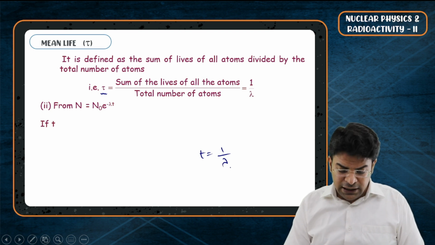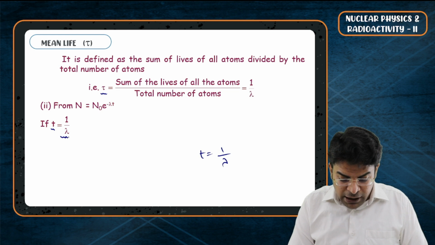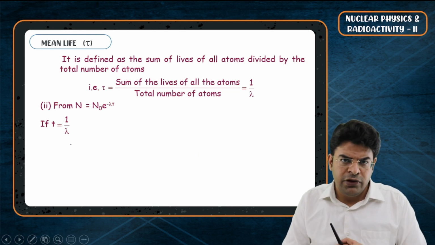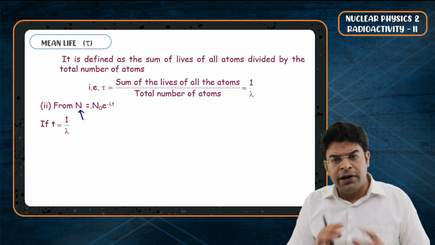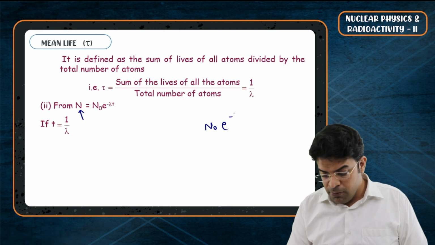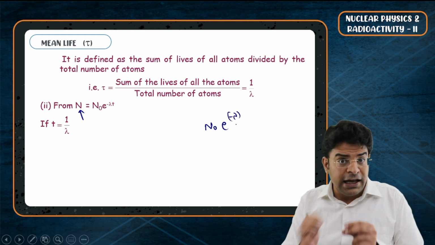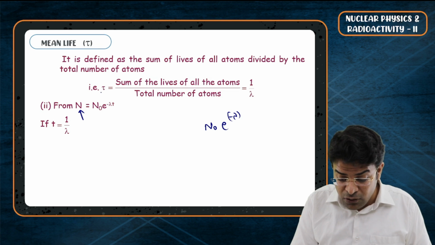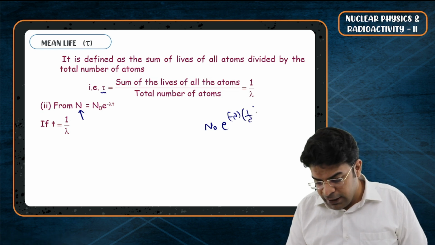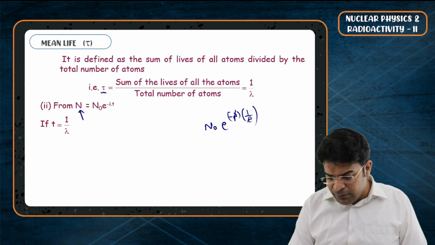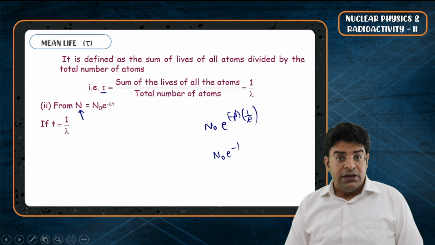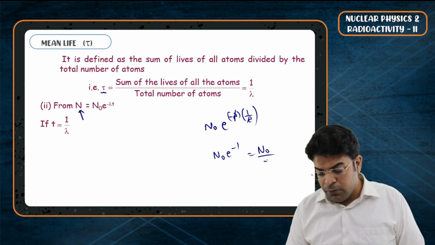So you will say that at time equal to 1 by lambda, or at time equal to 1 mean life, the number of active nuclei remaining equals N naught into e raised to the power of minus lambda into the time, and the time we are substituting is equal to the mean life, that is 1 by lambda. Now these two lambda get cancelled, so what you get is N naught e raised to the power of minus 1. That can also be written as N naught by e.